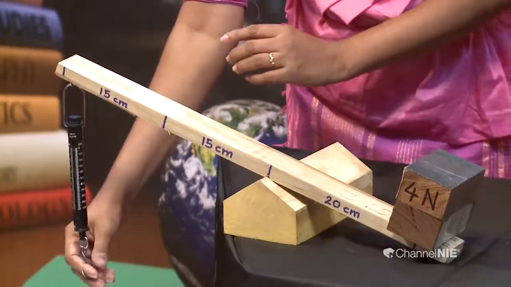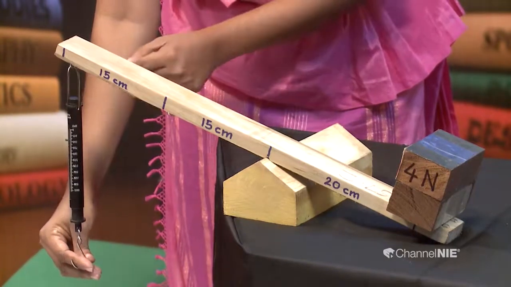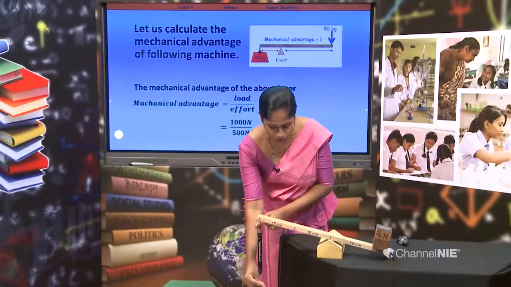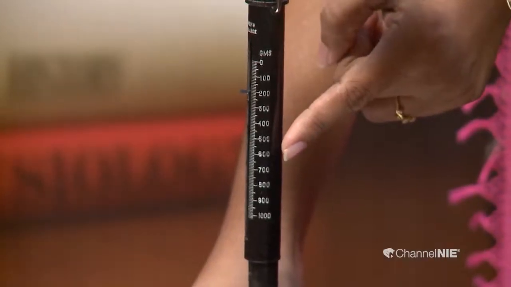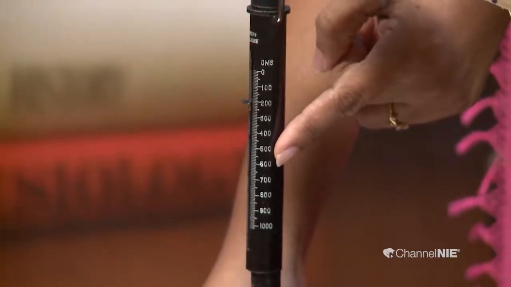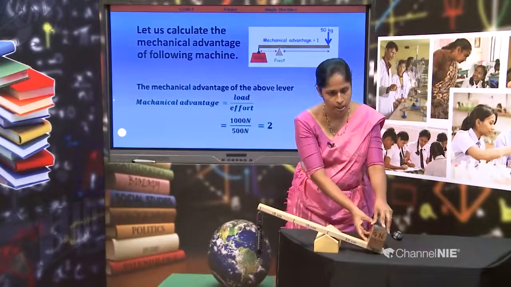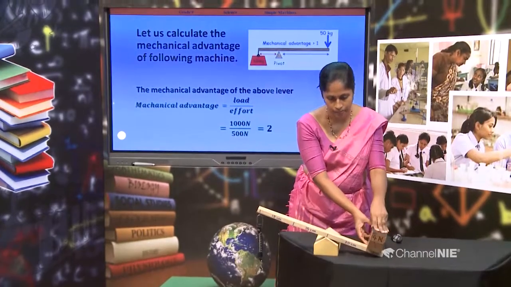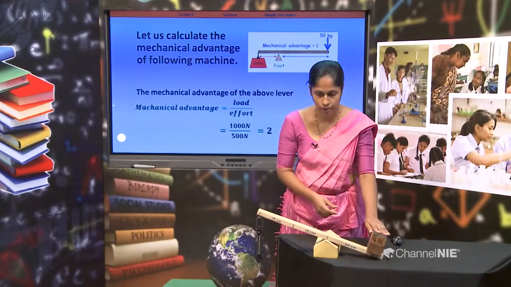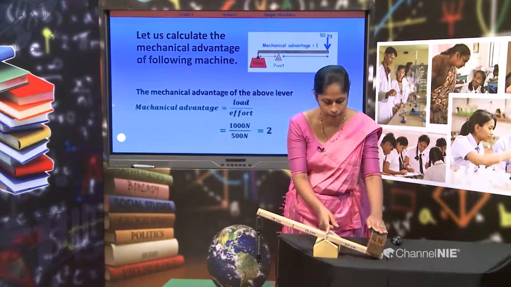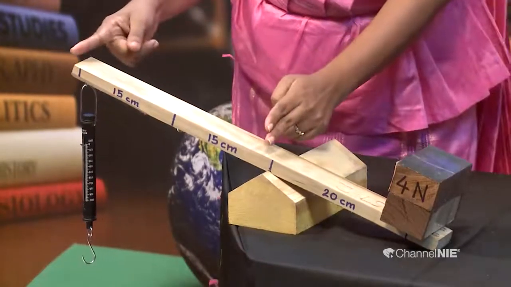Now, I exert the force through this spring balance to lift the weight, and you can see the force exerted is 2 Newton, but the load is 4 Newton weight. The effort we used is less than the load, and you can see the load arm is shorter than the effort arm.